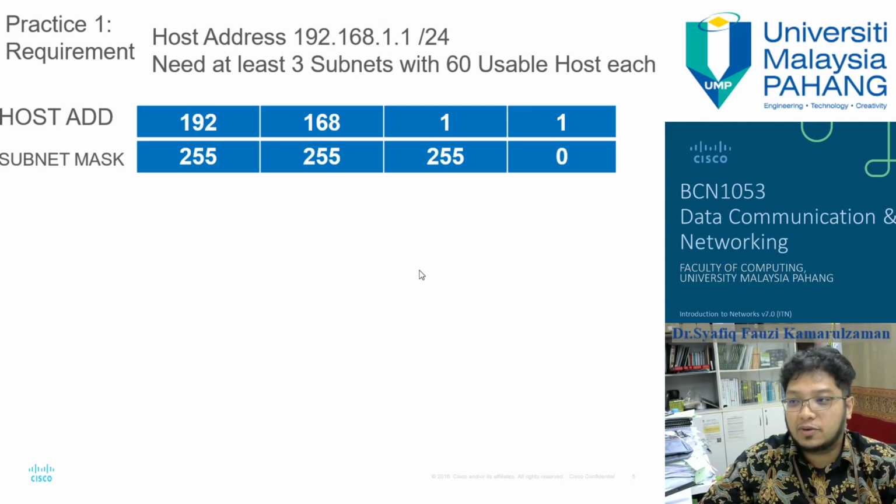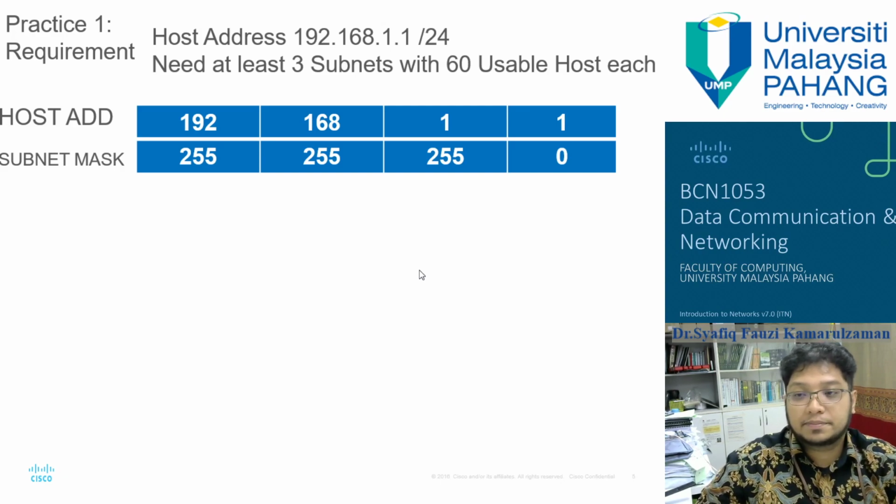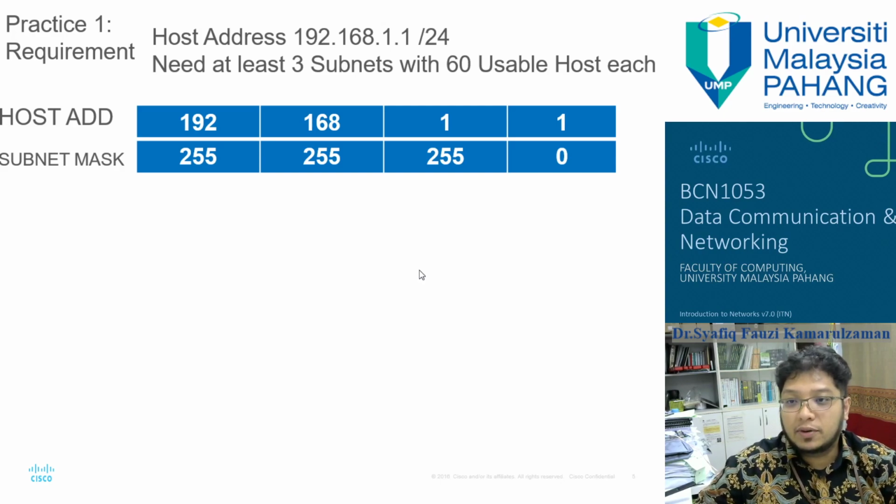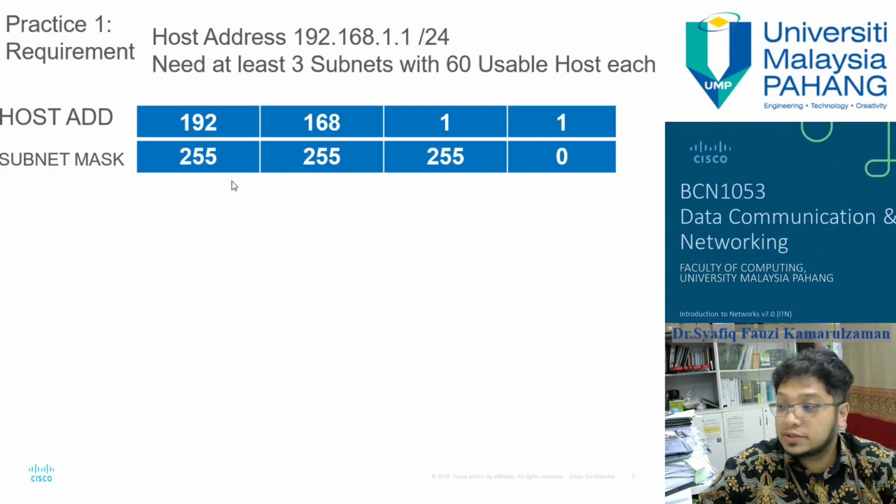So let's look at another exercise. Right now, we have another requirement. You are given a host address 192.168.1.1 with prefix /24. You need at least 3 subnets with 60 usable hosts each. So let's take a look at your host address and your subnet. Your host address is 192.168.1.1, and your subnet mask is 255.255.255.0. What you need now is 3 subnets.